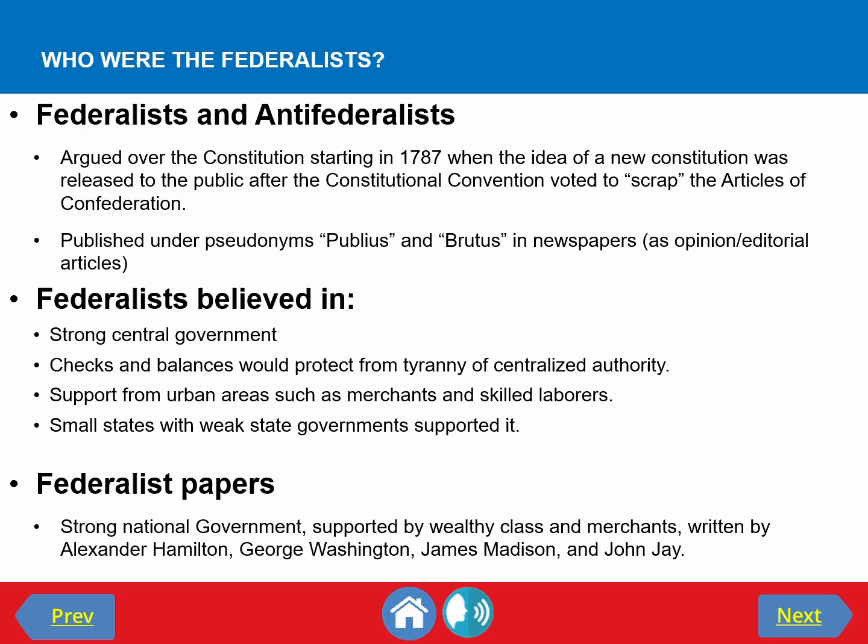Federalists believed in strong central government. Checks and balances would protect from tyranny of centralized authority. Support from urban areas such as merchants and skilled laborers. Small states with weak state governments supported it. The Federalist Papers argued for a strong national government, supported by an elite wealthy class and merchants, and were written by Alexander Hamilton, George Washington, James Madison, and John Jay.